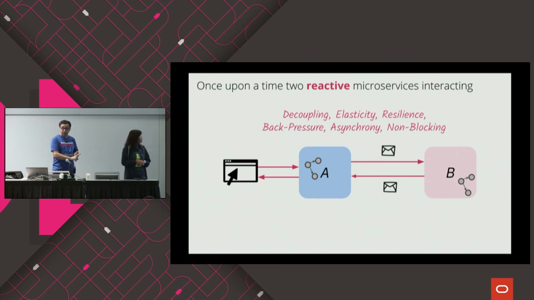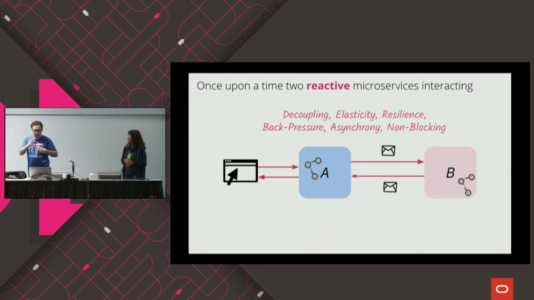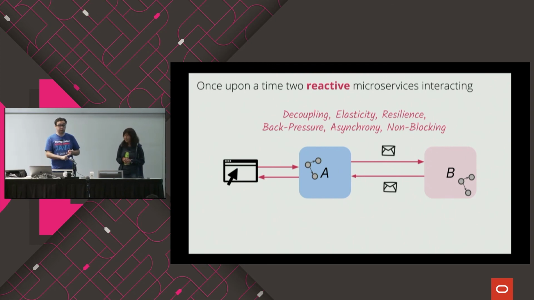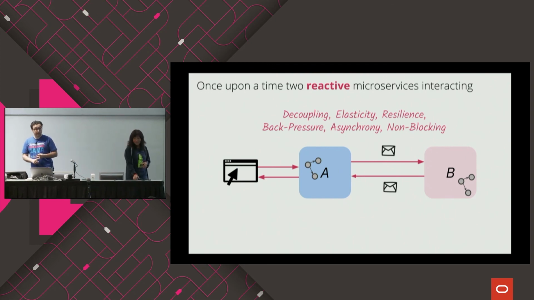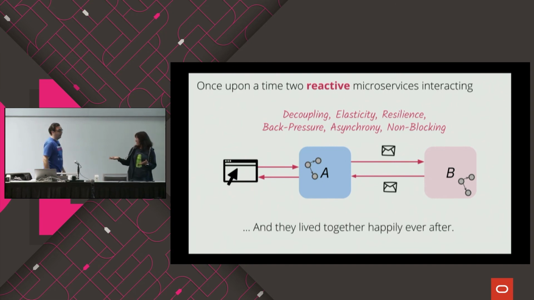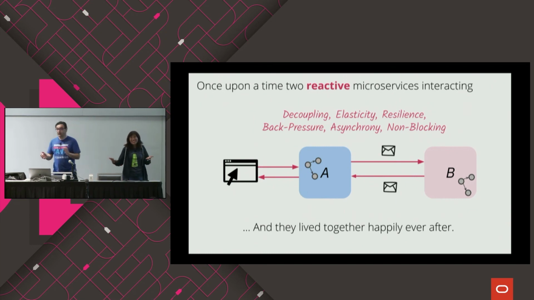We have back pressure support because we have Kafka in the middle and a reactive streams implementation. It's asynchronous. We have seen this. So I had to recheck my endpoint. And it's totally non-blocking thanks to the connector we are using. So basically, once upon a time, two reactive microservices. And they lived together happily ever after. This is like a fairy land.